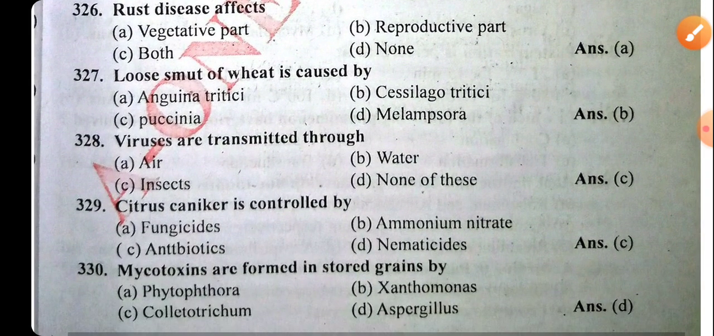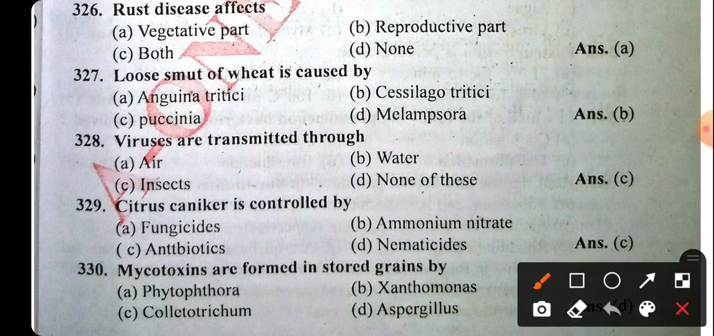Rust disease affects the vegetative part. We know that the vegetative part is the part of the plant which is used to vegetate, whereas sexual reproduction takes place in the reproductive part. The part of the plant which develops into a new organism like the parent plant is known as the vegetative part.